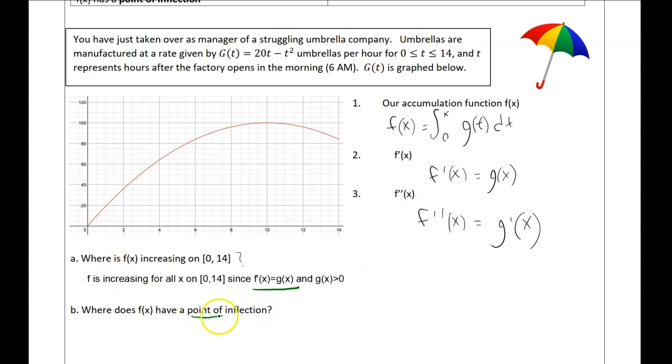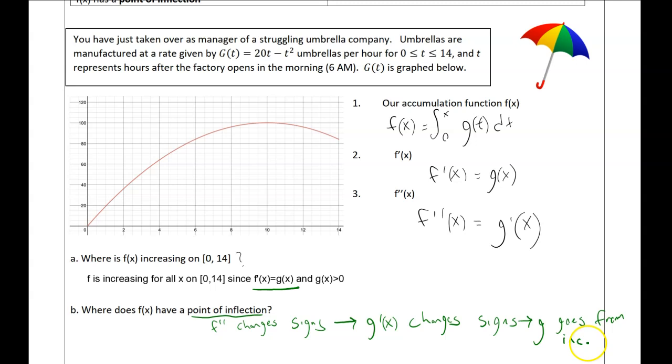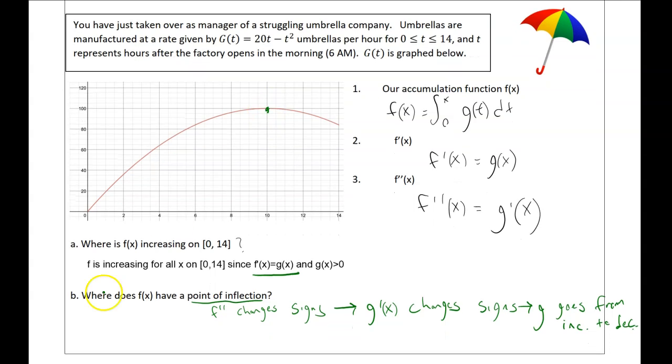And then we're asked for a point of inflection. Again, point of inflection, I can annotate, means we want f double prime to change signs. But we have this extra step now: that means we want g prime to change signs, which means g goes from increasing to decreasing, or vice versa. That, of course, is at the point x equals 10. So our solution would be x equals 10, and our justification is basically this logic.